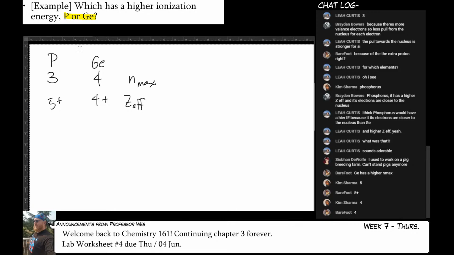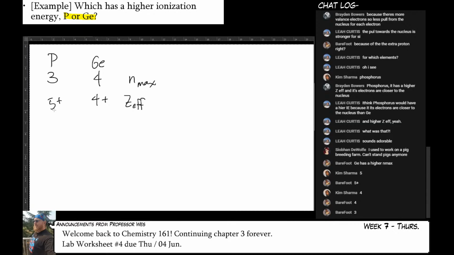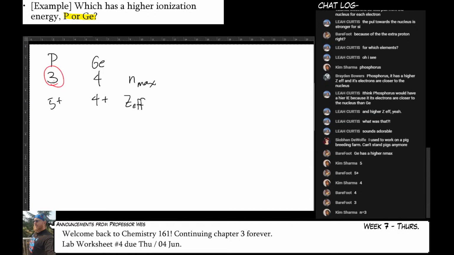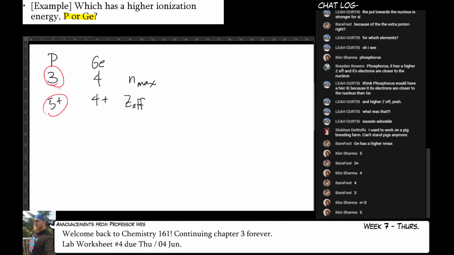That's good. So now what we should do is look within each attribute and choose the one that has the higher ionization energy. What's harder to ionize, something with N equals 3 or something with N equals 4? And it would be this one. Now let's go down to Z effective. Which is harder to ionize, something with Z effective 5 or Z effective 4? Which pulls the electrons closer? Yeah, there you go. So this must be the one that's harder to ionize, and it turns out that that totally is right.